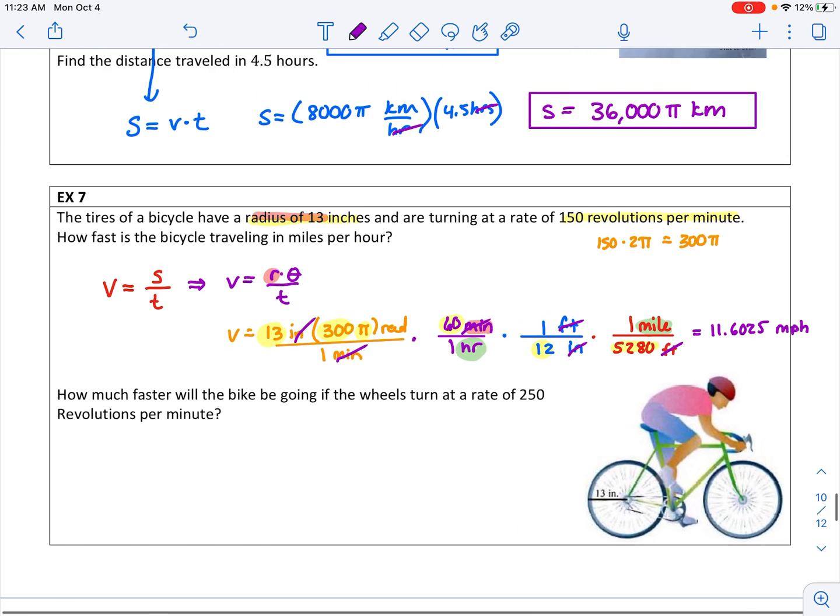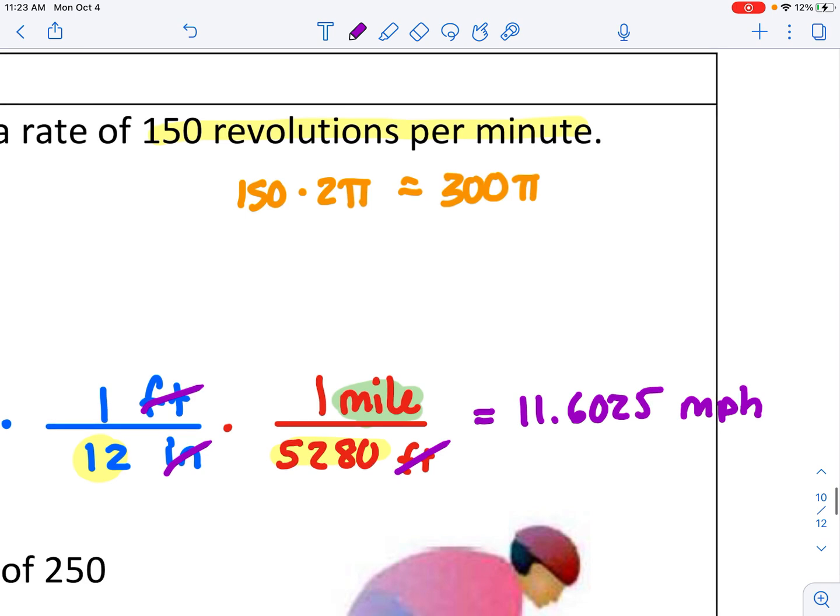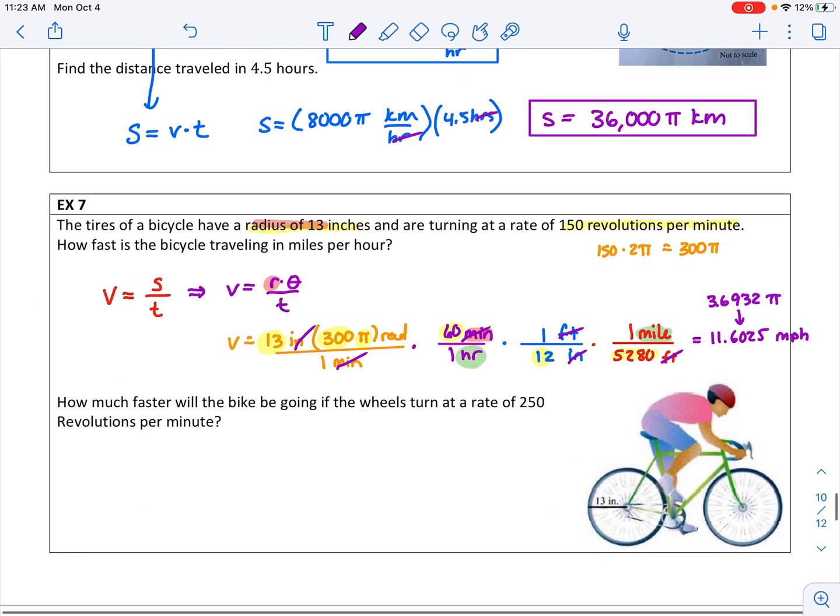hour. For that one, if you did it originally, I think you would have had, without the pi, 3.6932 pi, and then when you multiply it by the pi, you will get that 11.6025.